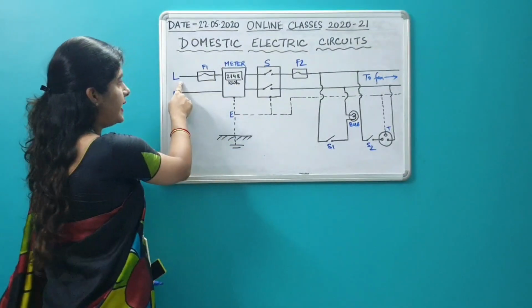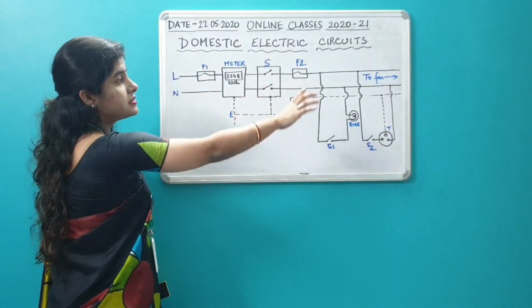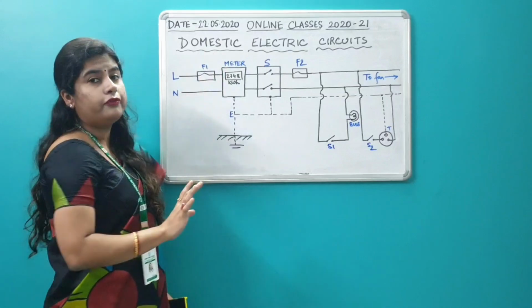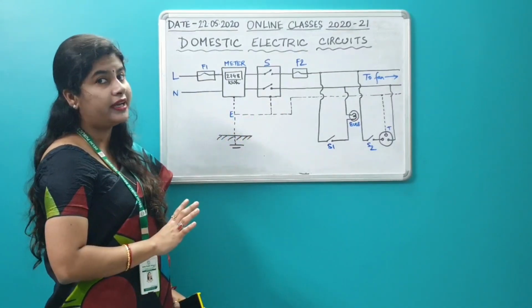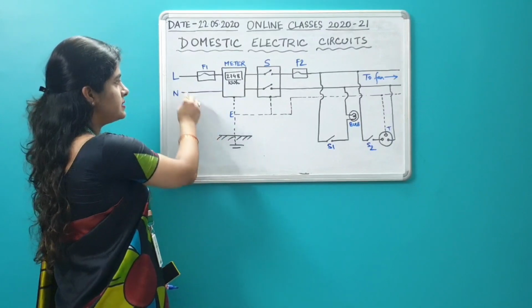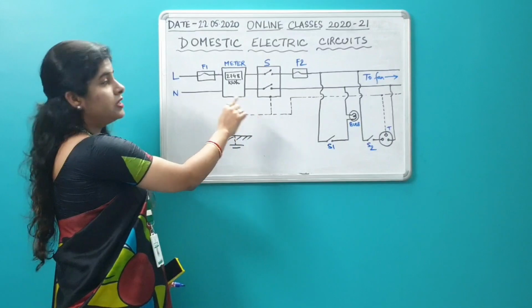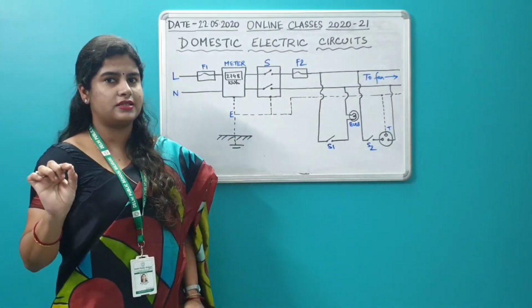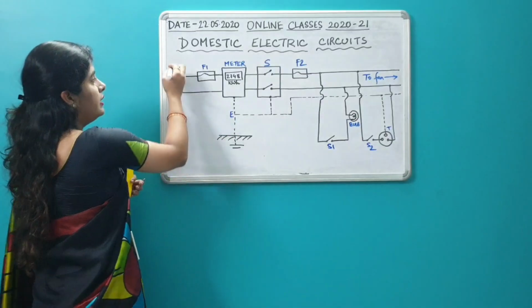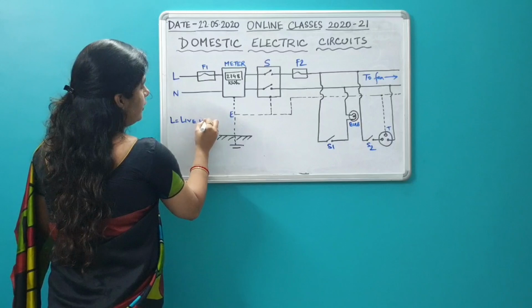One is marked L. Look at the diagram very carefully. This is the circuit diagram of a domestic electric circuit. I have represented it with the help of a diagram. Try to understand this. L is one wire and N is another wire. So there are two wires which are actually entering our houses. L stands for live wire.